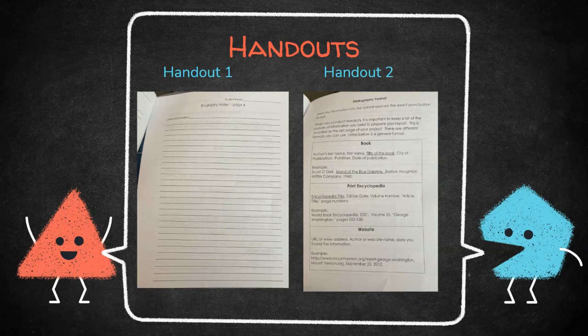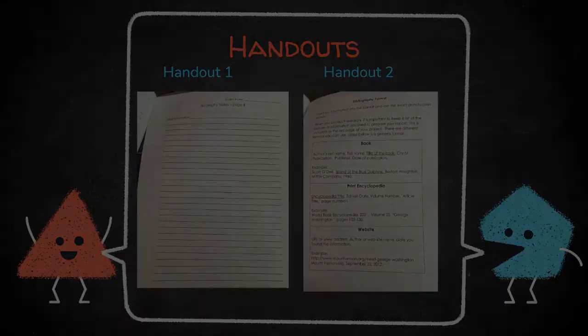And handout 2 is where students are learning how to cite sources that they've pulled their information from. So the teacher already goes over this, but then this handout is just for the students' reference, so they can go back and see how to cite those books and websites that they use to gather their information from.